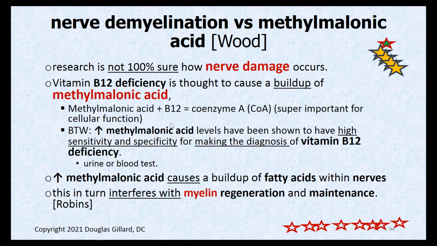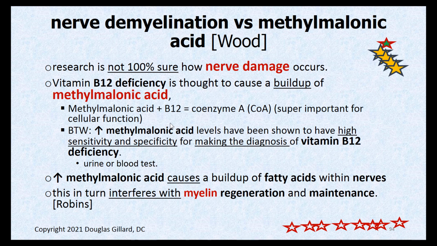What about the nerves? What's the story? How does it affect nerves? I used to think it's a DNA synthesis problem in the nerves, but it's looking like that's not true. So right now the leading theory is the nerve damage is caused by a buildup of methylmalonic acid.